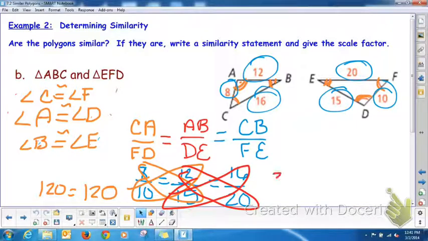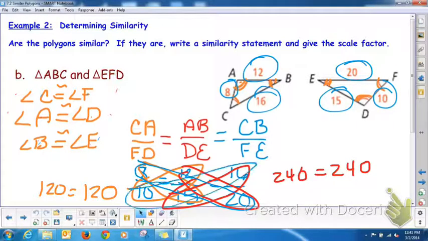12 times 20 is 240. And 16 times 15 is 240. So that one works. And then finally, this last pair here, 8 times 20 and 10 times 16, 160 equals 160. So no matter what combination I try, when I use the cross product property, they all work.